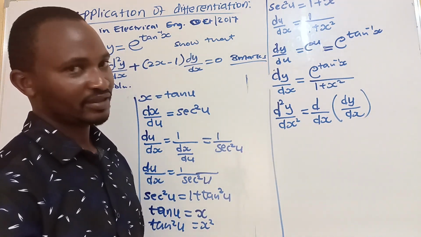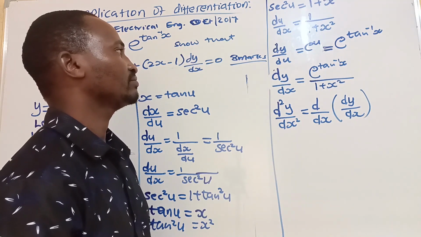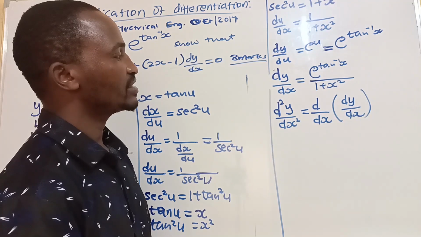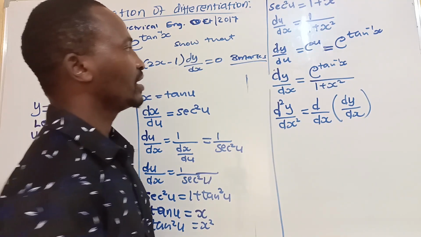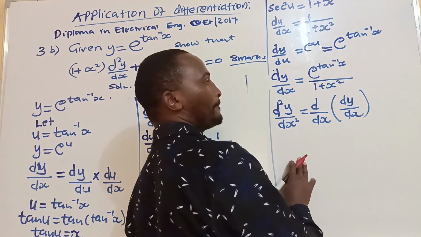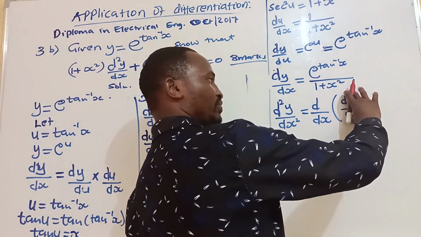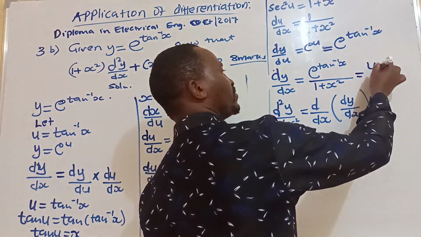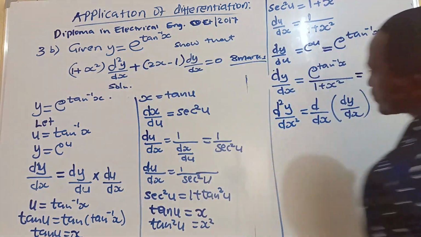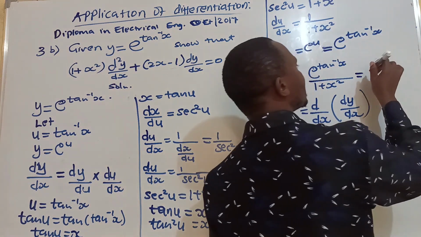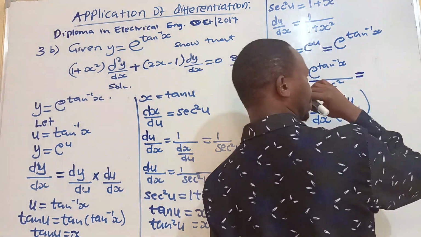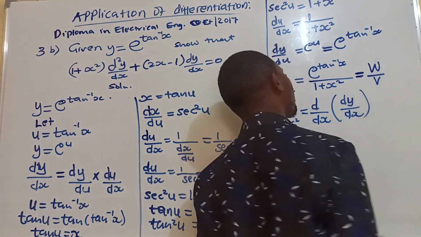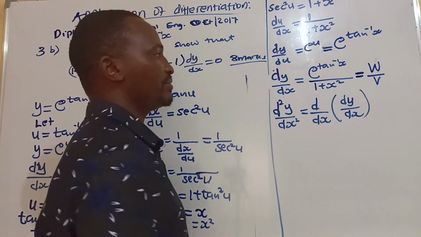Things getting complicated. It may appear so, but I don't think it is as difficult. Let's see how we can go about that. Remember, when you are differentiating a ratio, use the quotient rule. We can't use u because we're already using u somewhere else, so let's use letters W and V.